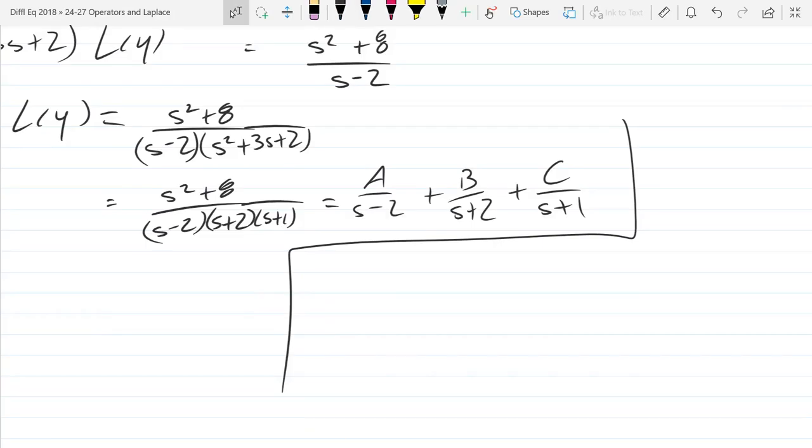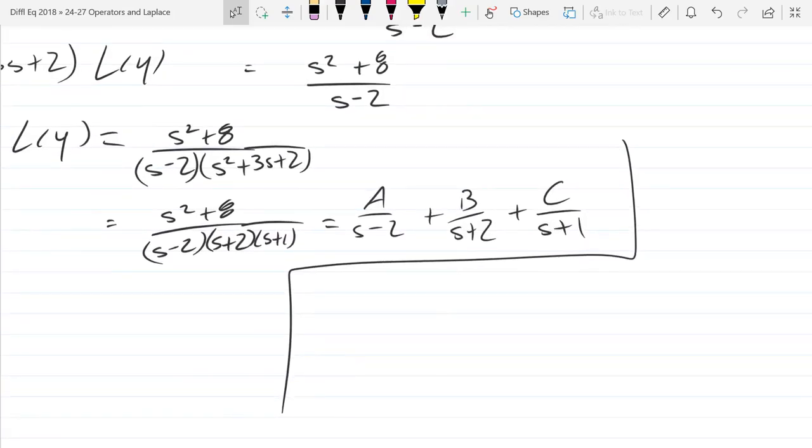Partition my partial fractions. Any questions on the algebra getting up to here? I think we've got to stop because it's time to go, but we just do partial fractions and then L inverse both sides, and it's just the sum of these three terms basically.